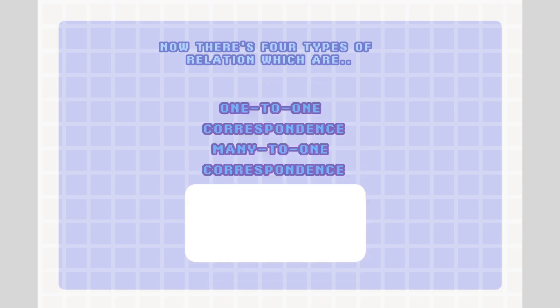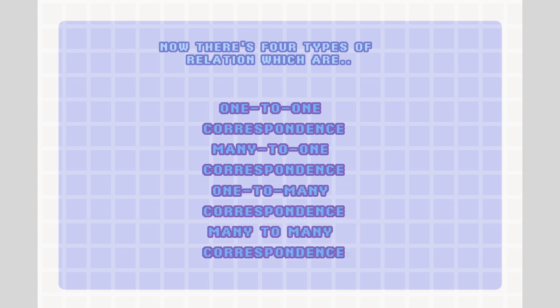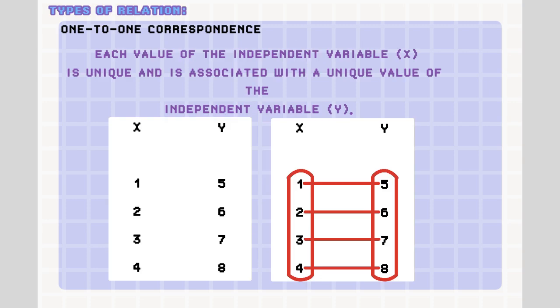Now, there are 4 types of relations, which are one-to-one correspondence, many-to-one correspondence, one-to-many correspondence, and many-to-many correspondence. Next, one-to-one correspondence. Each value of the independent variable x is unique and is associated with a unique value of the dependent variable y. This image illustrates a one-to-one correspondence. This means that each unique value of x, 1, 2, 3, and 4, is associated with a unique value of y, 5, 6, 7, and 8.